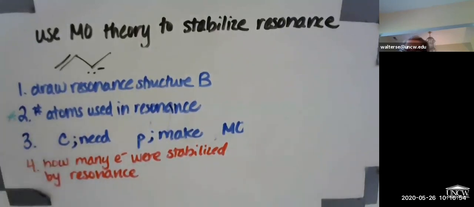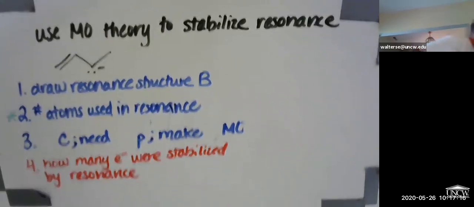Okay. Now, when you get to number 2 and you count the atoms used in the resonance, the number of atoms involved in resonance does not have to equal the number of atoms in the compound. You only count the atoms that are helping you to stabilize electrons. I will be right back. I'm going to give you a few minutes.